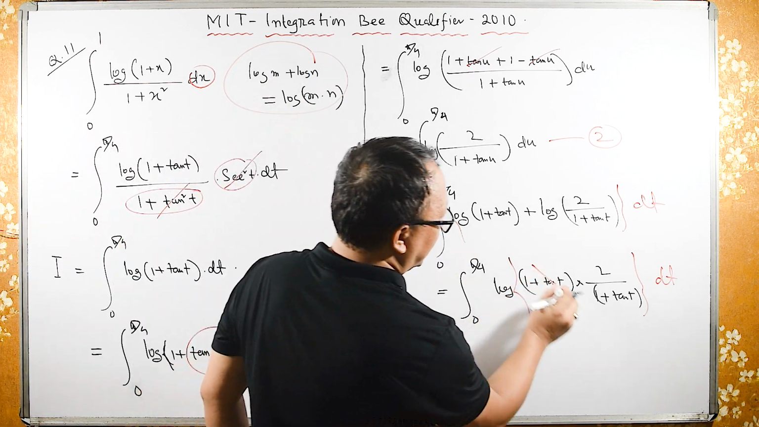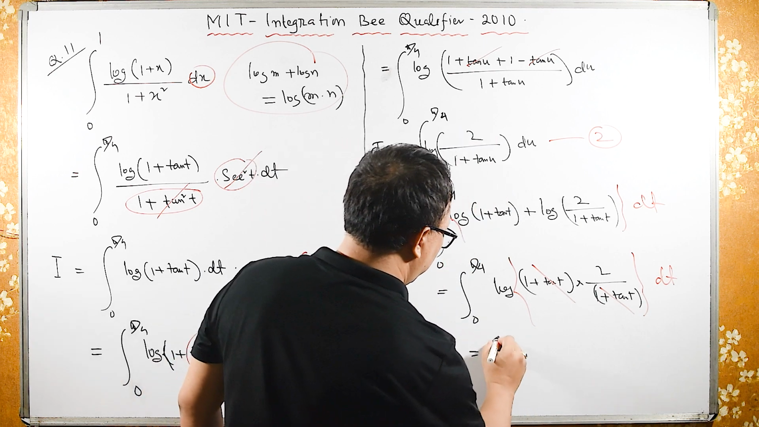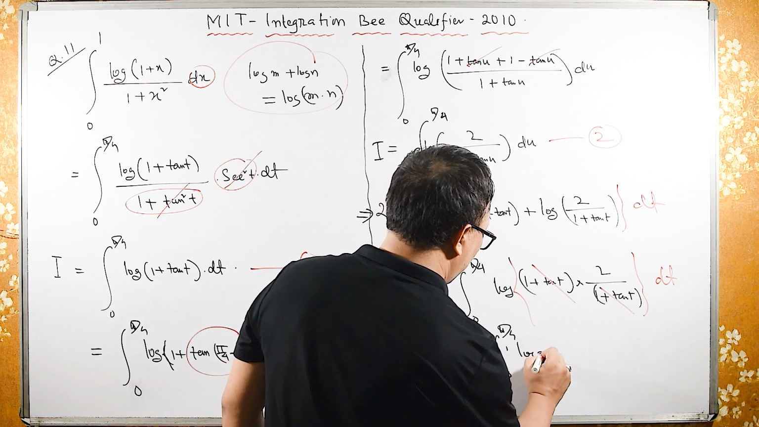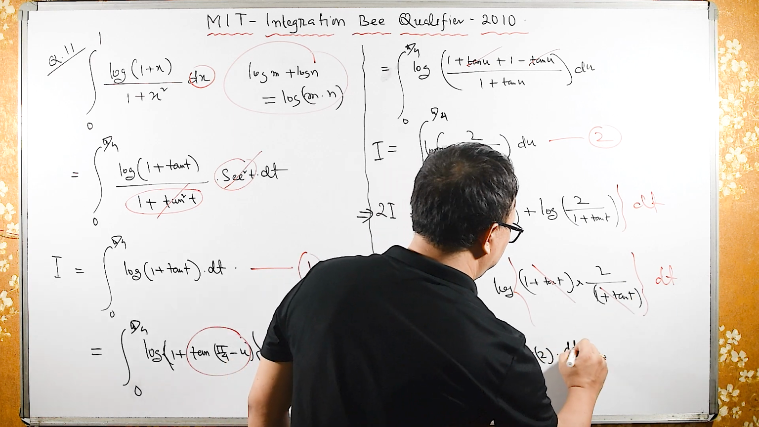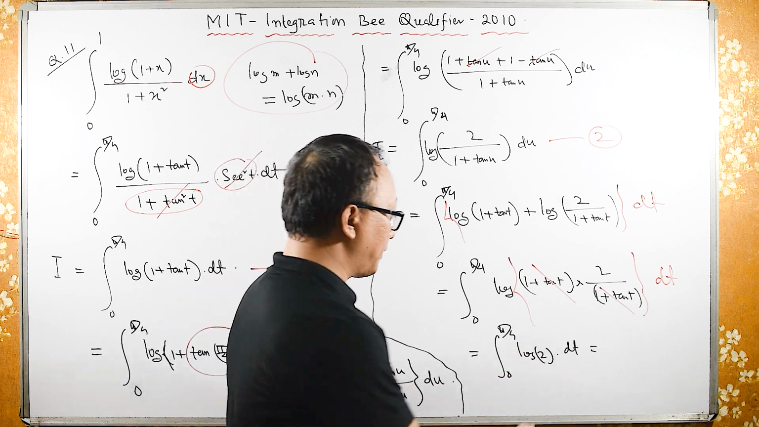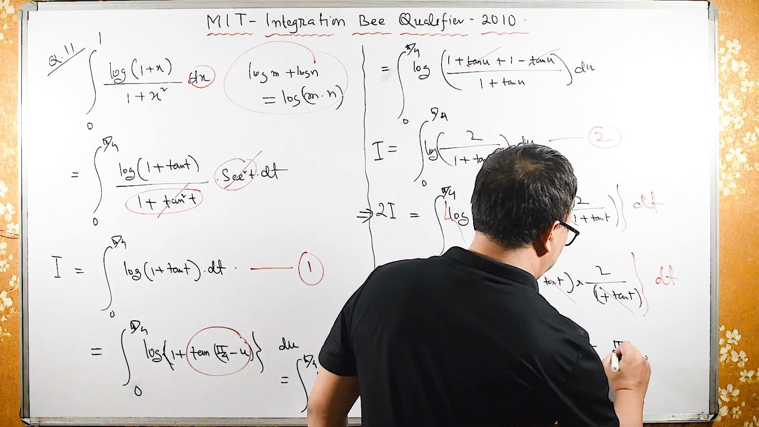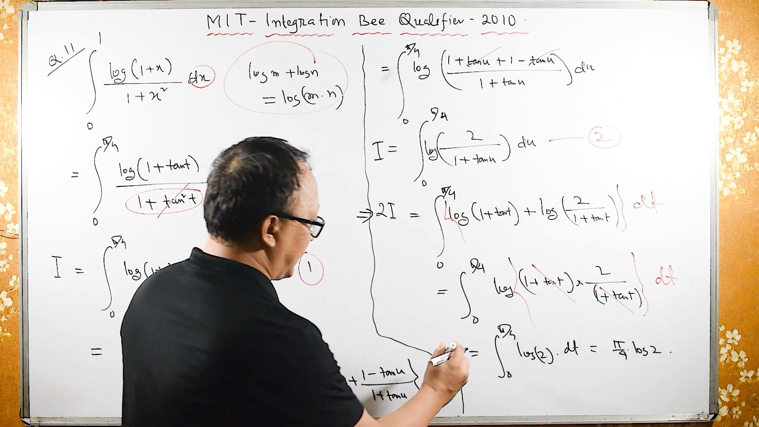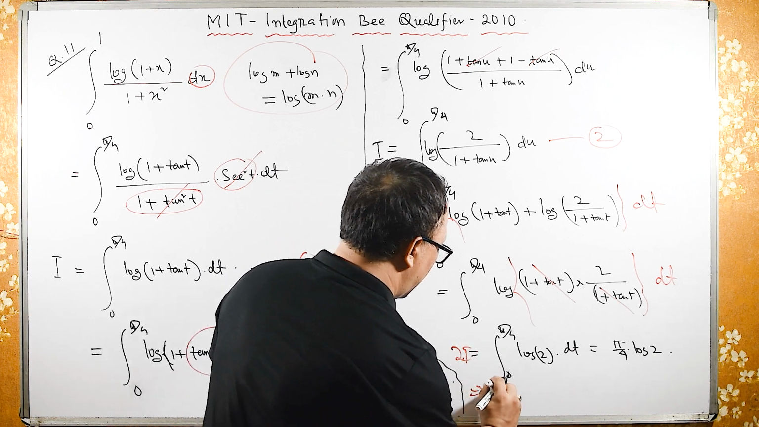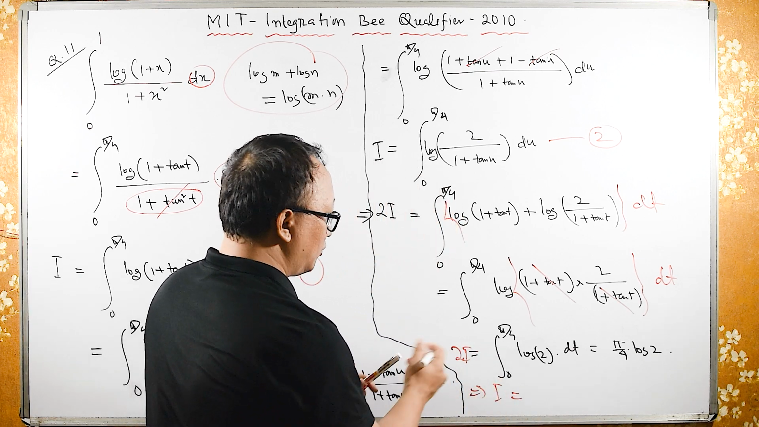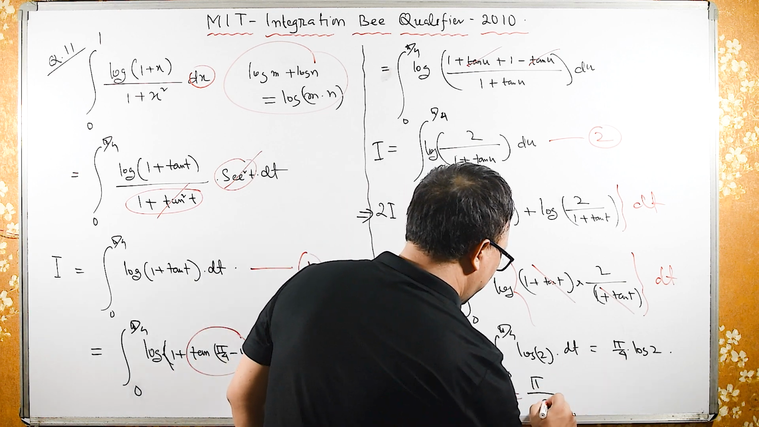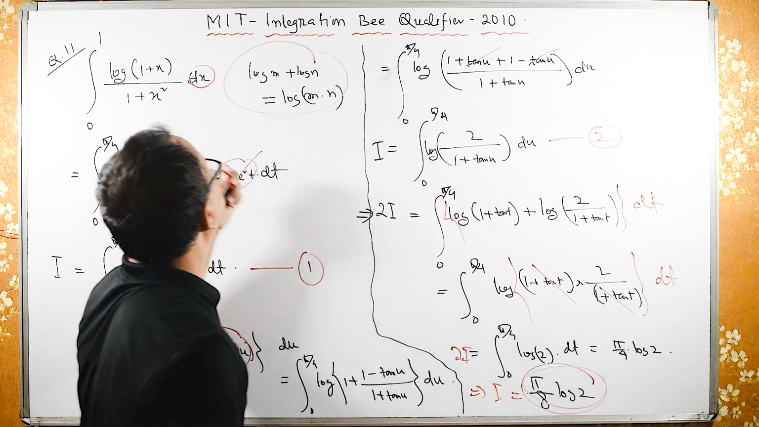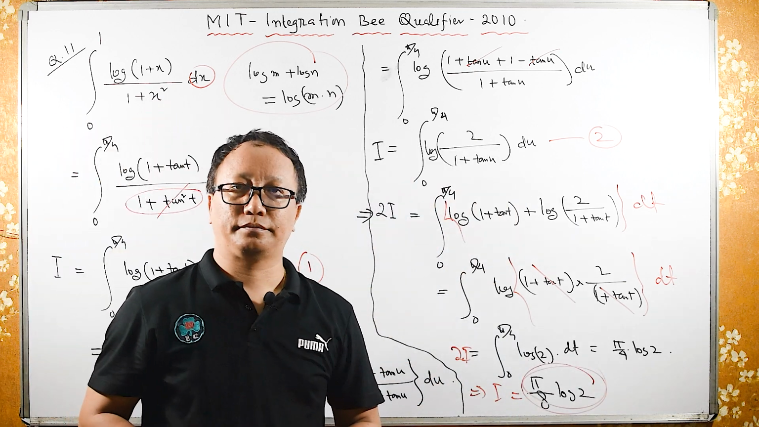So now these two get cancelled. What we have is the integral 0 to pi by 4, this gets cancelled, we have only log of 2, and then dt. Now integrating this with the limits, we'll have only pi by 4 into log 2. Keep in mind on the left hand side we have twice I. Therefore I equals, sending 2 down, pi by 8 into log 2. So this is the required answer for this. Thank you.